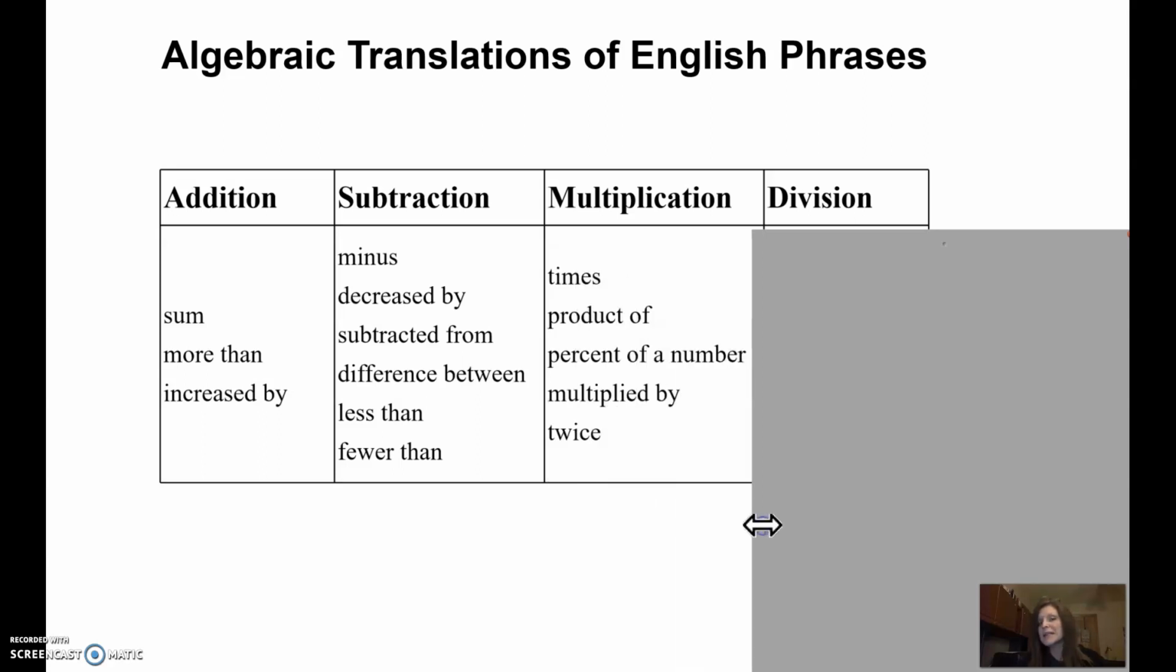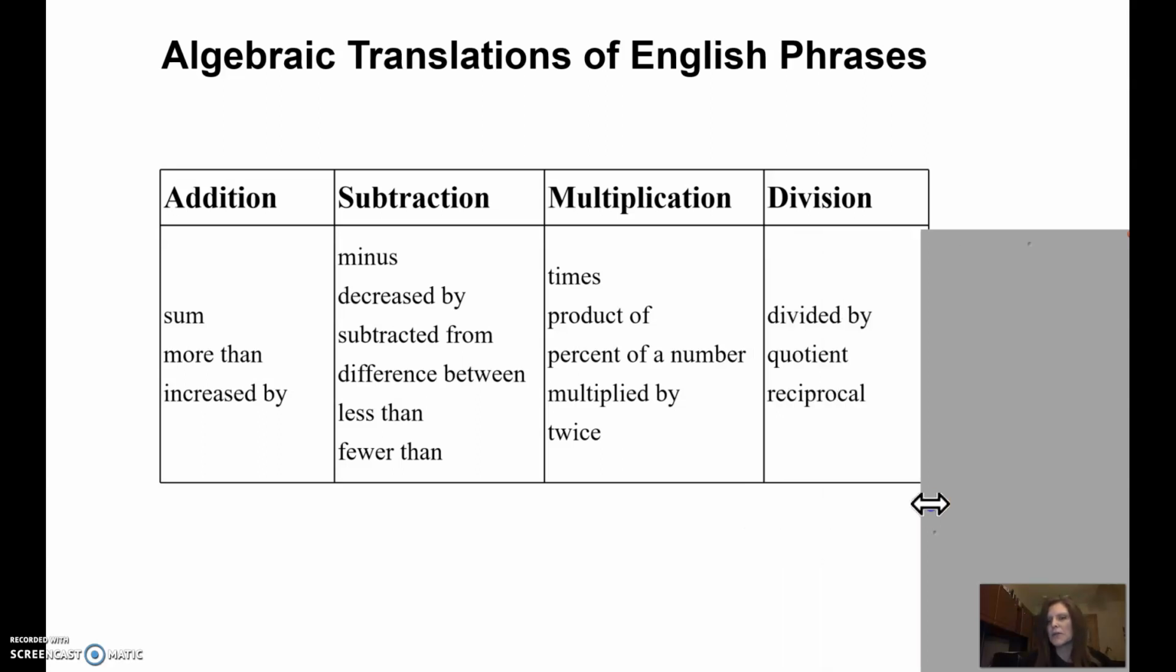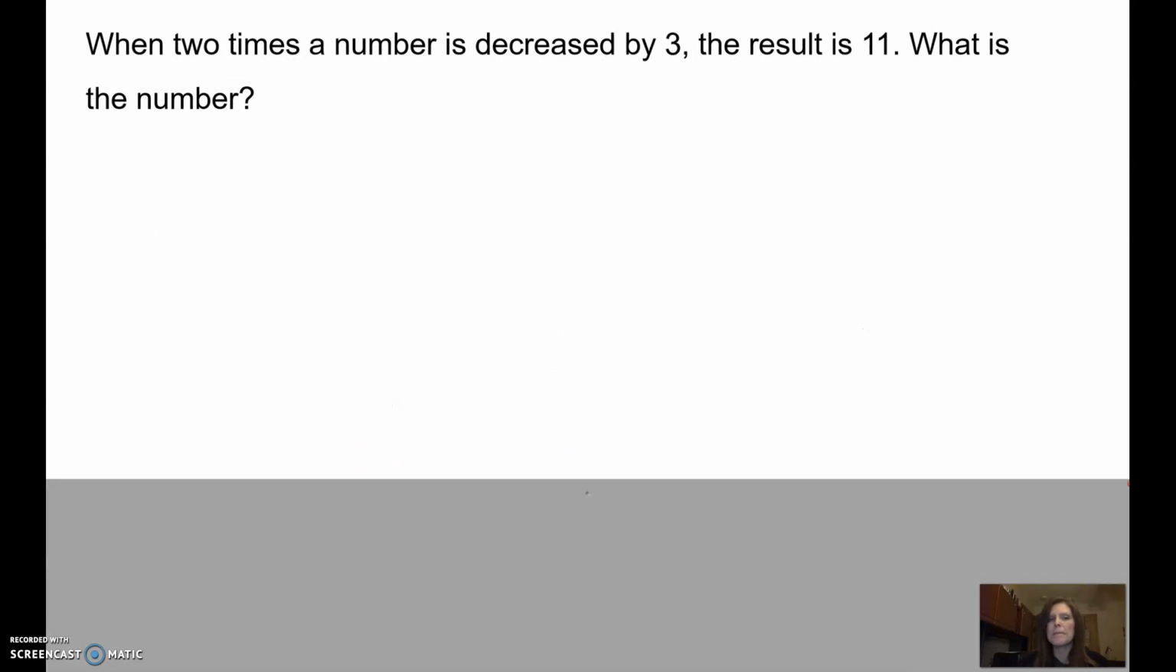Multiplication. Some words that might indicate we're going to be multiplying would be times, product, percent of, that is the key word, the "of", multiplied by, obviously, twice, 3 times, 4 times, that sort of thing. And lastly, division. There aren't so many for this one, but divided by, obviously, and the fancy words quotient or reciprocal. That means you're going to be doing some division. All right, let's take a look at a few basic problems then.